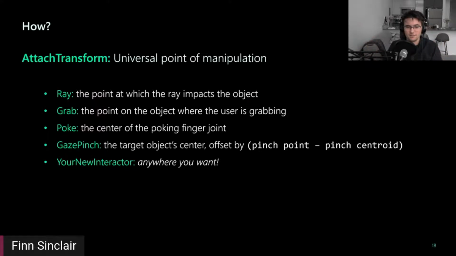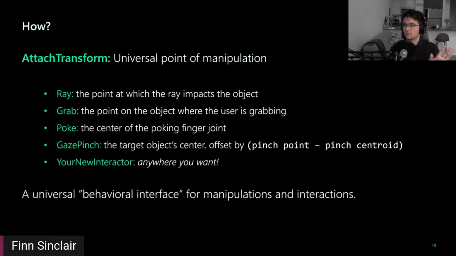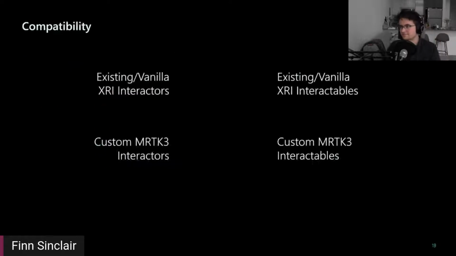Let's just follow it. With your new interactor, your gizmo or whatever you're building, you can describe that attach transform however and anywhere you want. You can make that attach transform driven by hand joints, your input device, by the network, by some heuristic, by who knows? It doesn't matter. But the point is that if you describe that attach transform as your universal point of manipulation, whatever that means for your interaction, all of our existing interactables will work. So it's kind of a universal behavioral or semantic interface for how to describe manipulations and interactions.